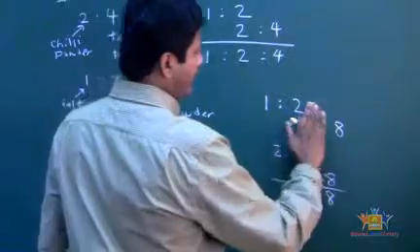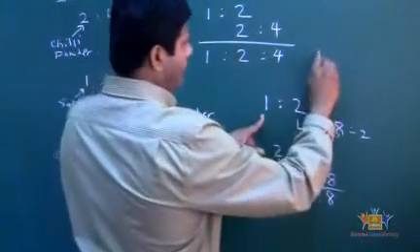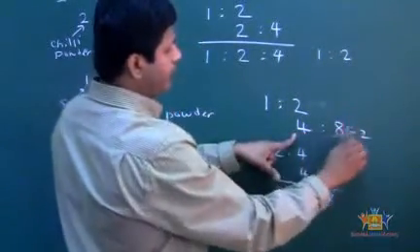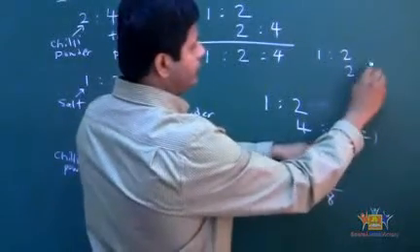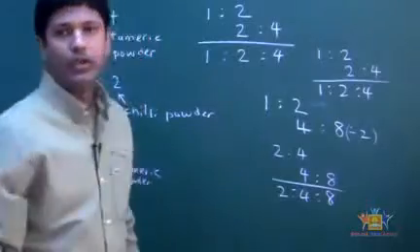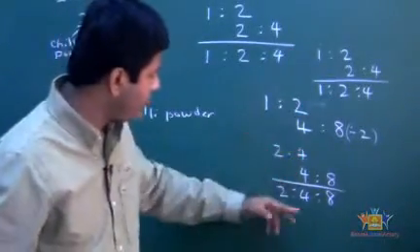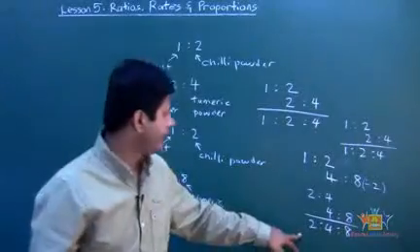Or I divide all this by 2. So the top one is 1:2, the bottom one will be 4 divided by 2 is what? 2. 8 divided by 2 is 4. So now it's 1:2:4. The key is what? These two have to be identical in order to combine them into one ratio with 3 quantities. That's very important.